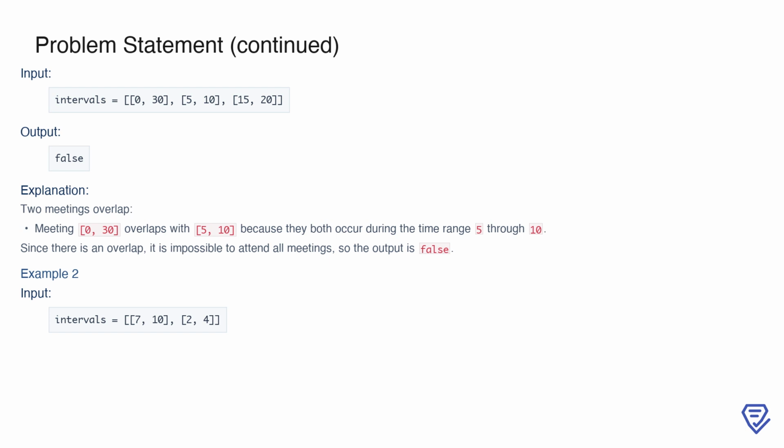Consider the first example, where the input is [0,30], [5,10], [15,20]. Here, the output is false. The reason is that two meetings overlap, [0,30] and [5,10], both include the time range from 5 to 10. Because of this overlap, it's impossible for a single person to attend all of these meetings, so the function returns false. Now, let's look at another example.